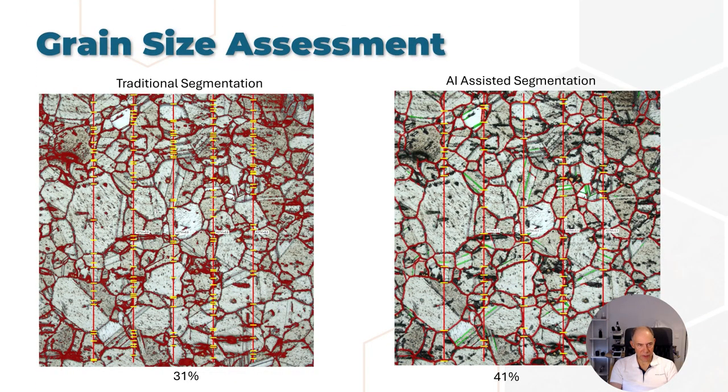And grain sizing, that has always been a huge problem in metallurgy. And with traditional segmentation, it will fail unless you have an extremely clean and polished material with very visible boundaries in black. But that's rarely the case, and this is a typical example of what it can look like. So traditional segmentation will not work, and you have to rely on manual counting. While AI-assisted might actually work quite well, it will not be 100% perfect, but it's a lot better.